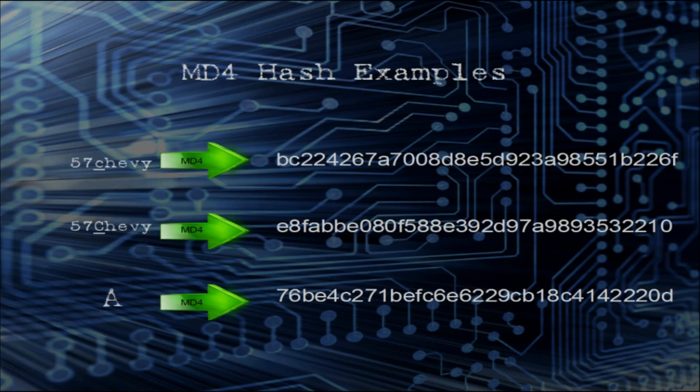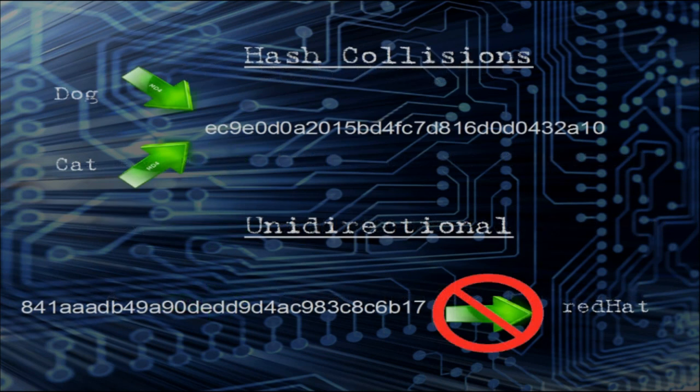For example, using the MD4 hash function, if I input the words 57 Chevy, or the passphrase, I get the 32-character output that you see in this slide. This is what would be stored in the Windows SAM file. And looking at all three examples, we see that regardless of the input, a 32-character output is created. Notice how changing the lowercase c to an uppercase C completely changes the hash output.